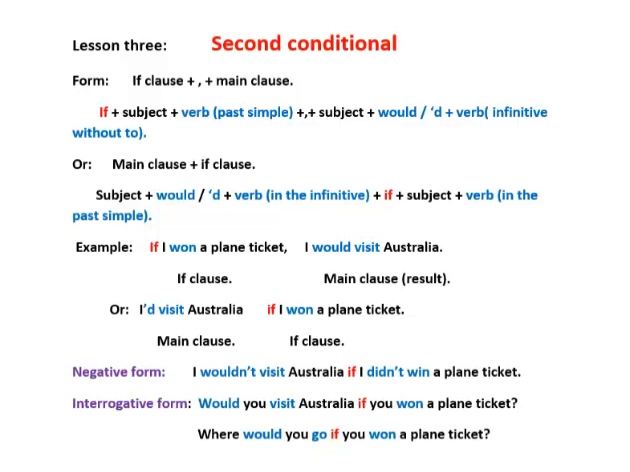Another example, or the same example in the negative form, we would say, I wouldn't visit Australia if I didn't win a plane ticket. Or I wouldn't visit Australia if I won a plane ticket. The negative form here. You've got I wouldn't. Interrogative form, you say, would you visit Australia if you won a plane ticket? This is a yes-no question. Would you visit? WH question, where would you go if you won a plane ticket?